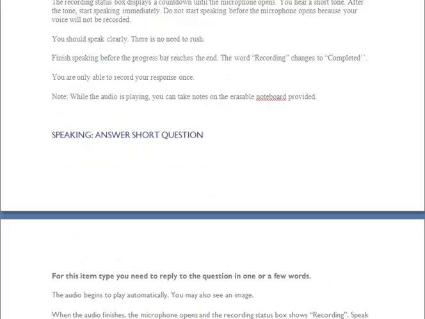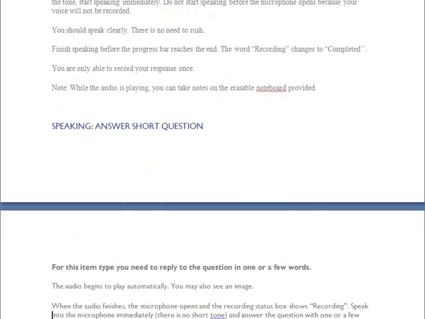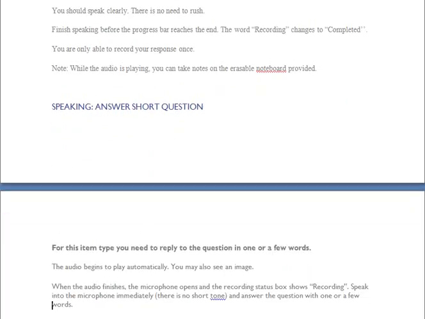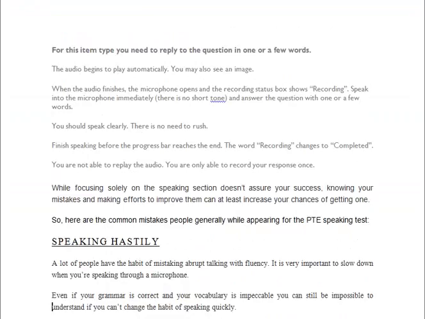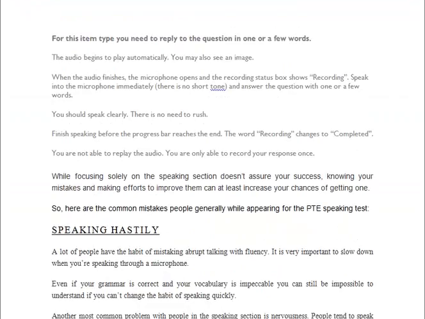Then speaking short answer questions. For this item type, you need to reply to a question in one or a few words. These are the different question types which you will find in the speaking module.